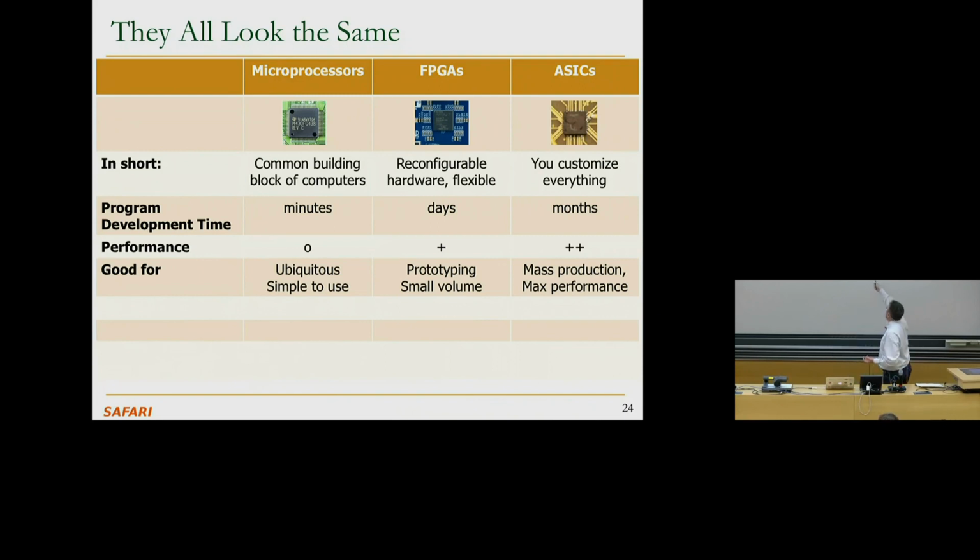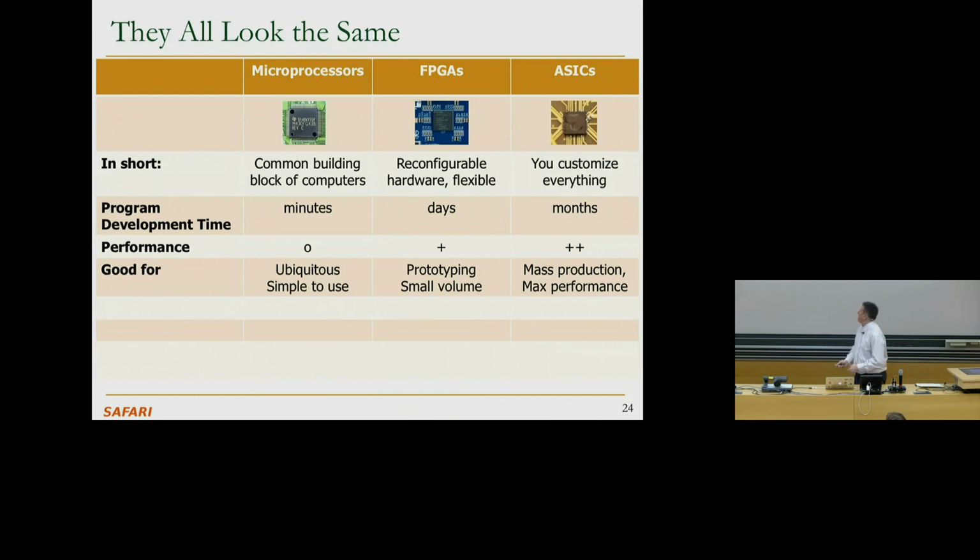These ones are kind of harder. They are good for prototyping. They are good for small volumes. So if you're not selling this to millions of customers, this is good. And this one is for mass production, max performance. You need to sell millions to be able to cover the cost that you put into this. First of all, it takes a lot of time to design it. It's expensive designing cost. So you have to make sure that you get something back.